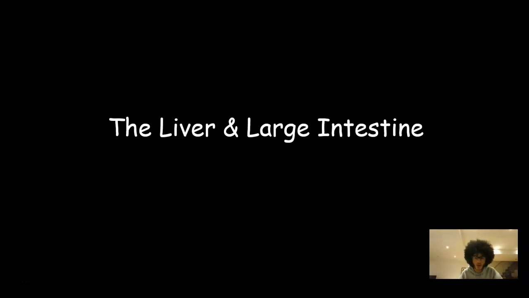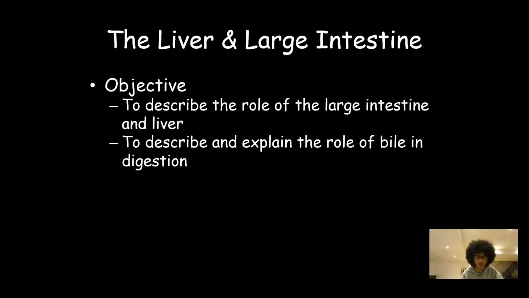This is a very short video about the activity of the liver and the large intestine, which is one of the things you have to know for the GCSE for biology on the digestive system. So just a couple of objectives before we start. First off, we're going to describe the role of the large intestine and the liver in digestion. And secondly, we'll describe and explain the role of bile in digestion, which is something that comes up quite a lot as well.